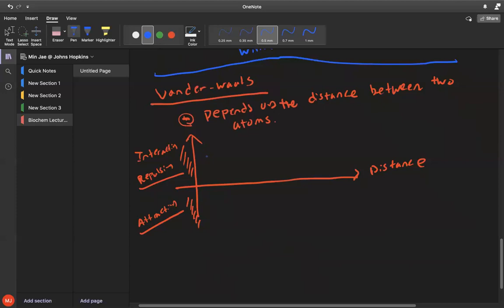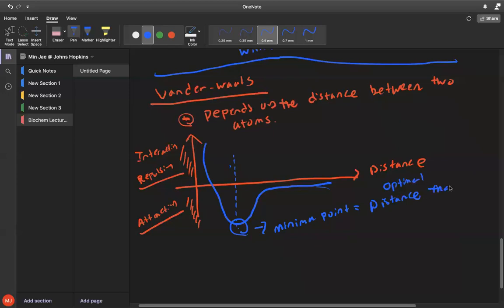People who took general chemistry will notice this same diagram, where we have this concave curve in the function of the interaction versus the distance. And we call that a minima point. If you look at the function, that's the point where we have the maximum attraction. So the minimum point is basically the optimal distance between two atoms that maximizes the van der Waals interaction, or in this case, van der Waals attraction.